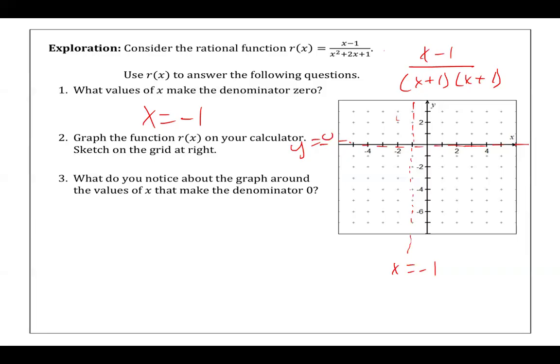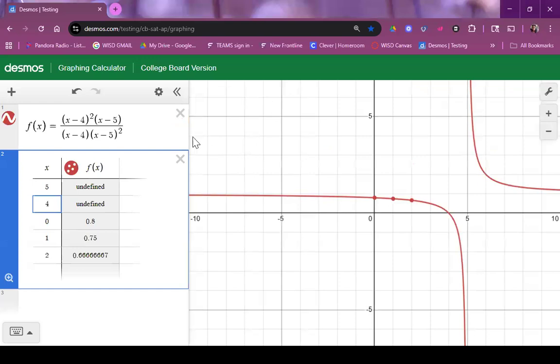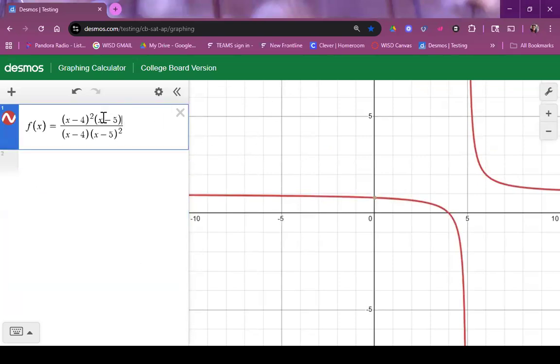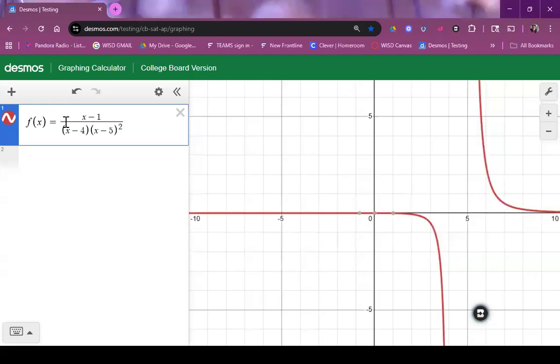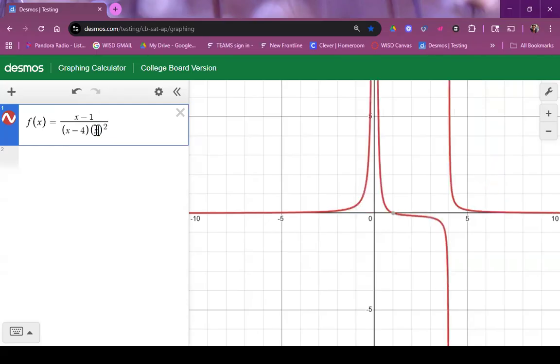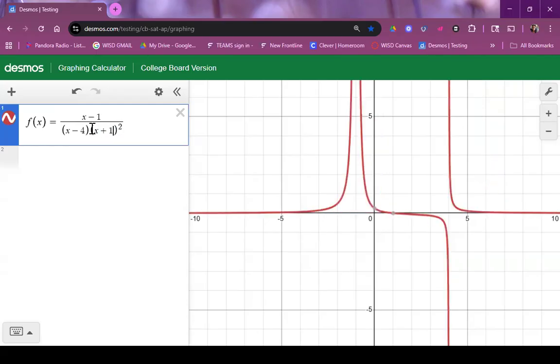Now it says we're going to put it in the calculator. We're going to see what is happening around our discontinuity. So I'm going to open the calculator, and I'm going to put in x minus 1 over x plus 1.